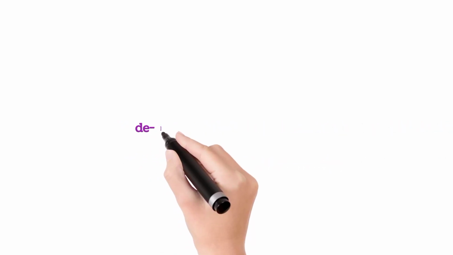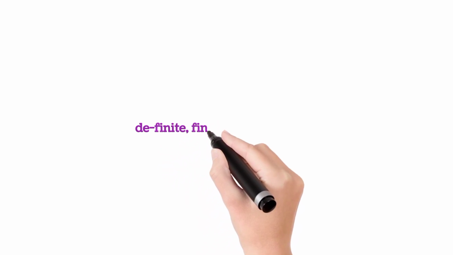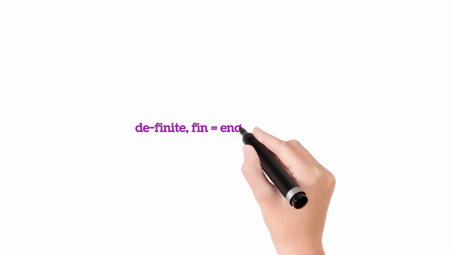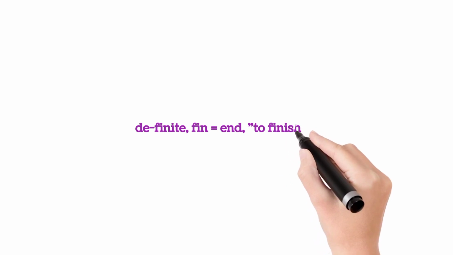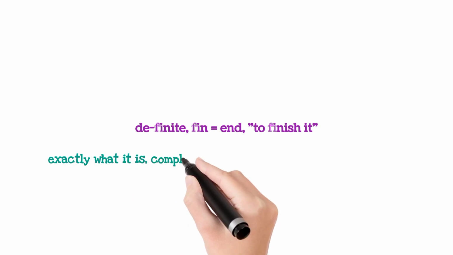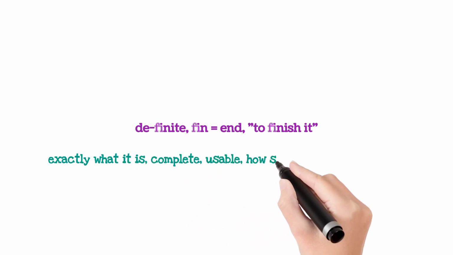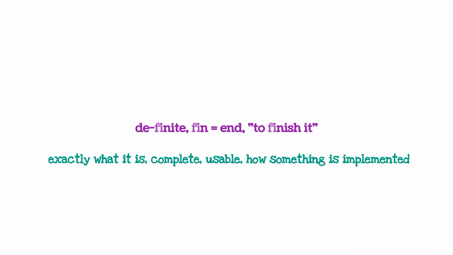And definition, this comes from the word definite. Fin means end, to finish it. Finish what? Like the real work, the code after which you can finish talking about it. Like exactly what it is. It can be complete, usable, how something is implemented. So in Java world, it is required for it to do something. It only has to be compiled once, not once per caller. So that's like the definition in the Java world.